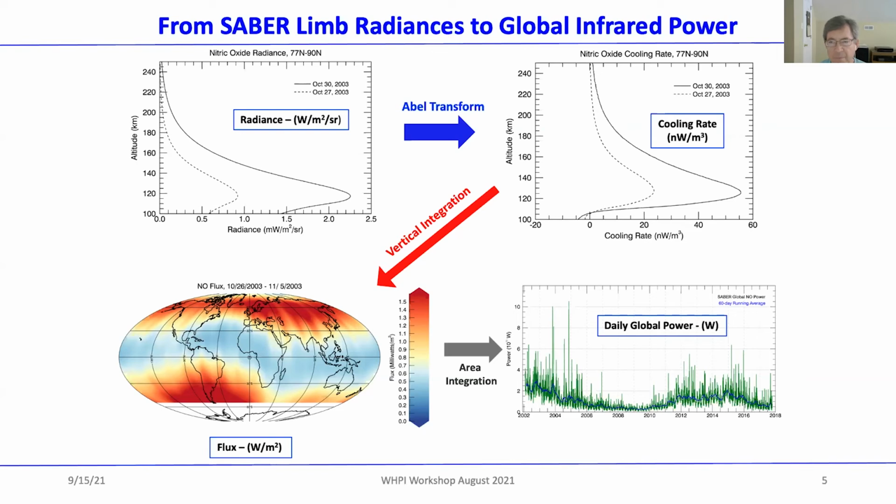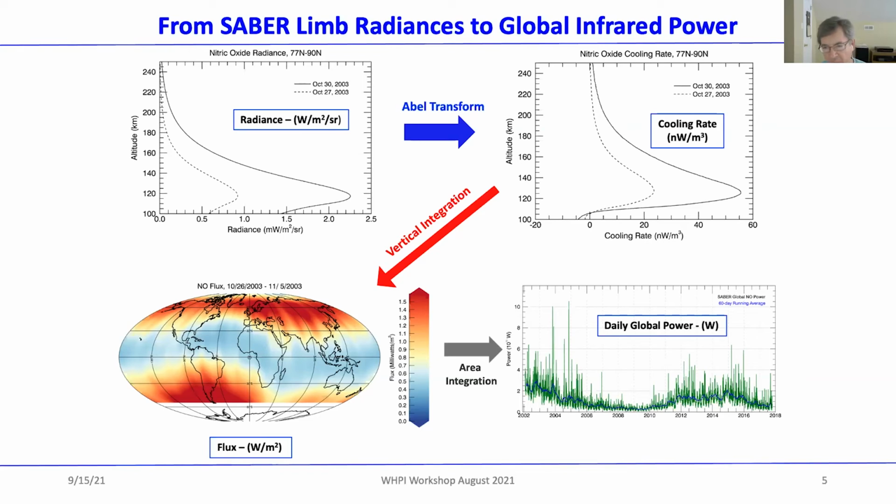So our next step is we take those cooling rates and then we vertically integrate them from units of nanowatts per meter cubed. We get fluxes out of them, watts per meter squared, and that's over in the lower left-hand corner there. And that's a figure again over the duration of the Halloween storms. But then we area integrate that across the globe. So on a given day, we try to add up and estimate how much infrared energy in watts is emitted by the thermosphere on each day.